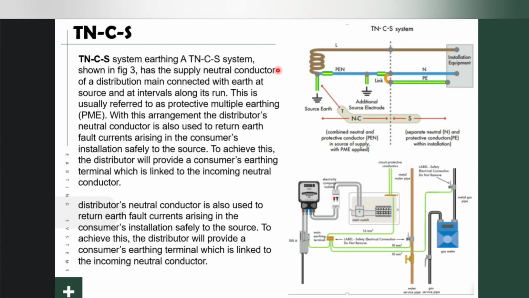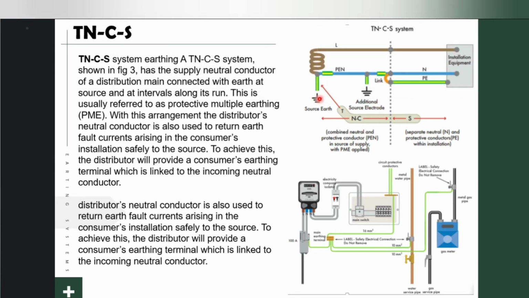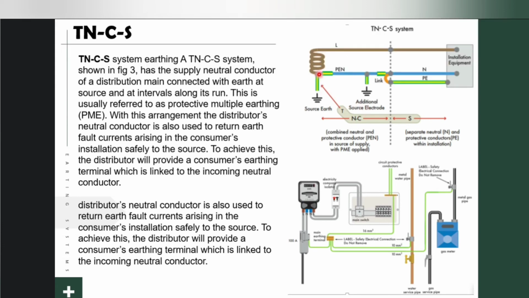And for the TN-C-S system, I make two earth pits, one earth near the source in addition to an additional source electrode, and I connect both the neutral and earth together until the next additional source electrode. After that I can separate them into a neutral conductor and a protective earth conductor.